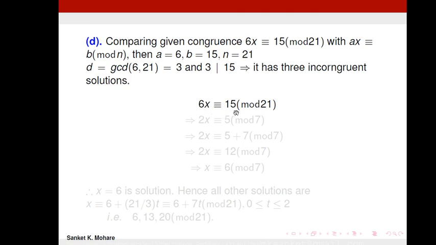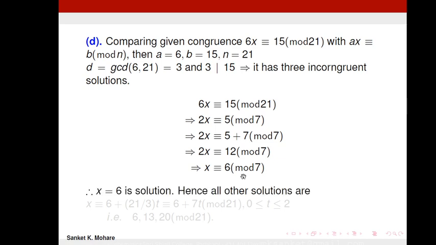6x is congruent to 15 modulo 21. Dividing on both sides by 3, we obtain 2x is congruent to 5 modulo 7. So since 2 does not divide 5, we add multiples of 7 to 5 until 2 divides the obtained sum. So here we just add 7 to 5. So 5 plus 7 is 12. So 2x is congruent to 12 modulo 7. This implies x is congruent to 6 modulo 7. Thus x equals 6 is a particular solution.